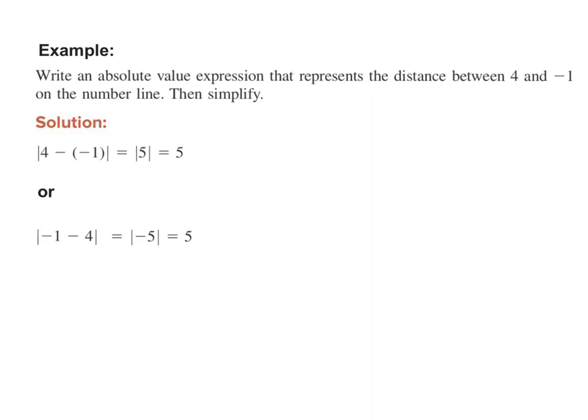So that's another use for absolute value, finding the distance between 2 points on a number line. Okay. How many did the top one, 4 minus negative 1? Raise your hand. How many did the bottom one, negative 1 minus 4? Okay, see? That's cool. Whichever way you want to do is fine.